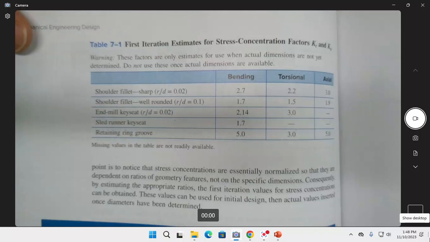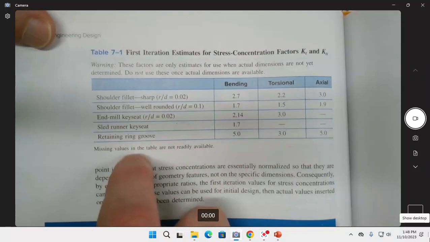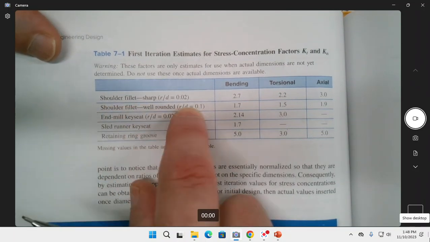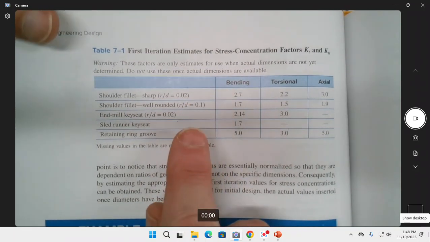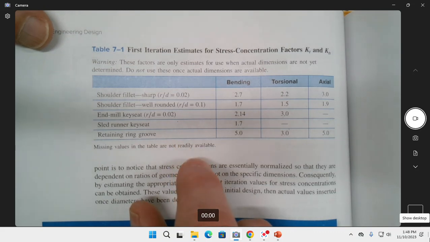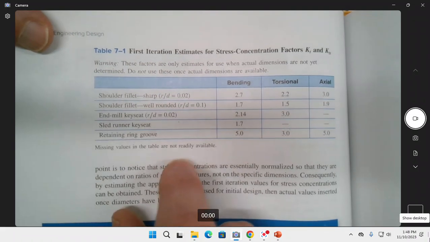There it is. First iteration stress concentrations for a keyway, or for other things, right? So they have this shoulder fillet. One of the problems when you're designing something is you don't know the diameter. You're designing for the diameter. So how do you figure out what the stress concentration is? You can't go diameter to diameter because you haven't calculated the diameter. That's what you're doing when you're designing, and you haven't picked one. So this is like the first pass.